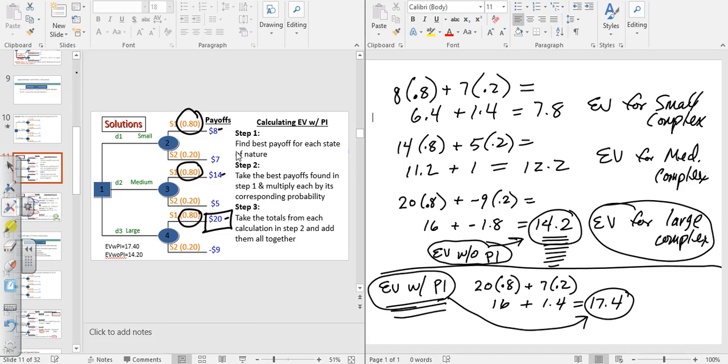And then let's find the best payoff for each state of nature. So this is the other state of nature.